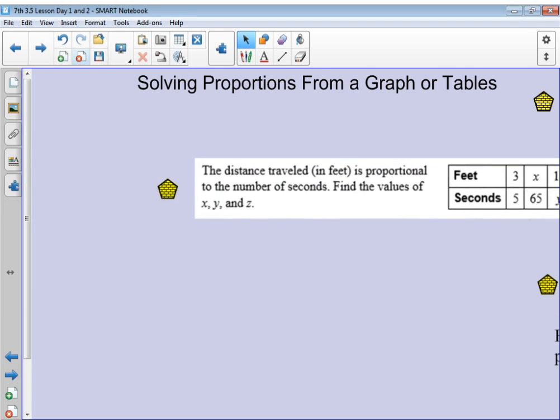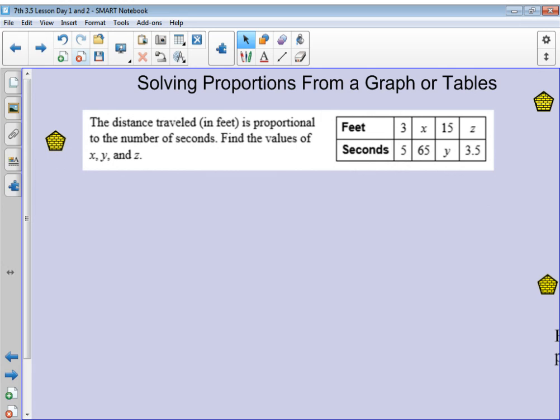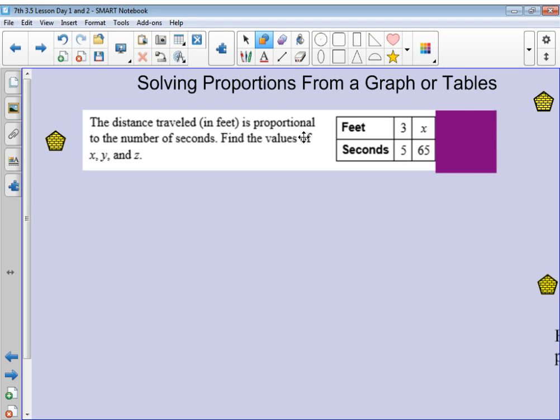Okay, so let's try this one. It says, the distance traveled in feet is proportional to the number of seconds. Find the values of X, Y, and Z. So when I look at this, I know that it's set up in a table. This is how I prefer to look at it. I'm going to pull a little rectangle off here quick, just so I can cover up part of this. Okay, so when I look at this, I'm going to just focus on those 4 boxes. And the reason I'm doing that is I'm very visual, and so lots of information kind of confuses me. So I kind of want to focus on just exactly what I need.